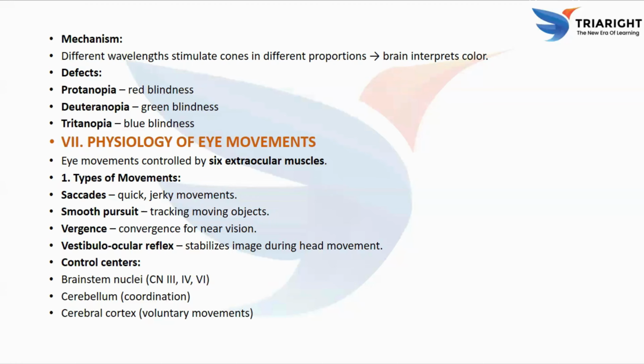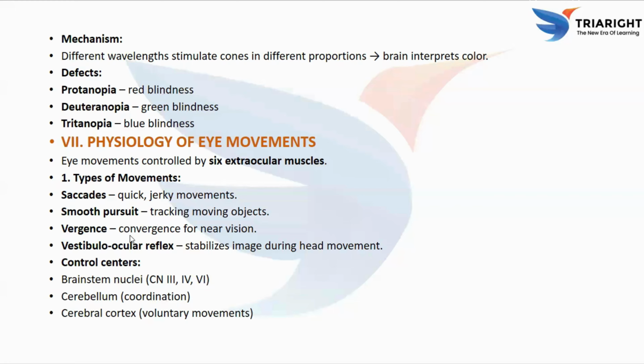So what types of eye movements are present? The first type of eye movement is saccades. What are saccades? These are very fast, jerky, jumping movements. Where are they used? They are used in reading, scanning a room, shifting focus quickly. And the second movement is smooth pursuit. This is a slow, steady tracking of a moving object. What is the example? Smooth pursuit is following a flying bird or a moving car.